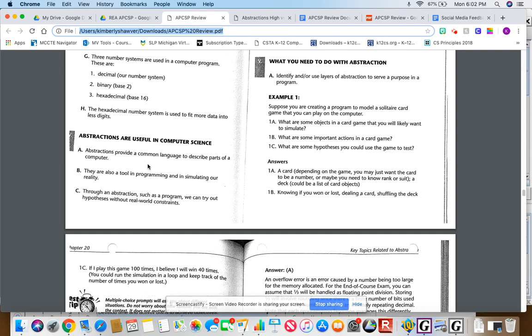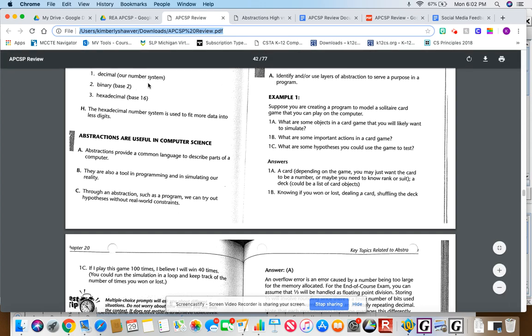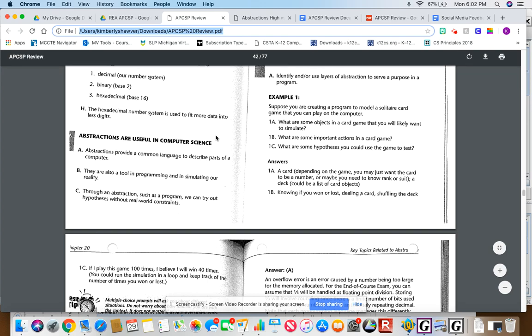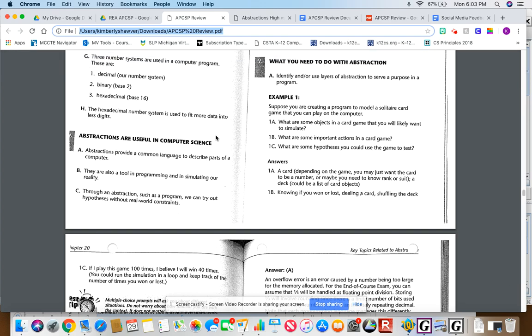So in terms of number systems, you are responsible for decimal, binary, and hexadecimal number systems and going from one to another, and I will review that in a separate video. The hex number system is used to fit more data into fewer digits. So we learned that 4 bits represents one hex digit. So if I have a 16-bit binary number, I could represent the same thing with 4 hex digits.